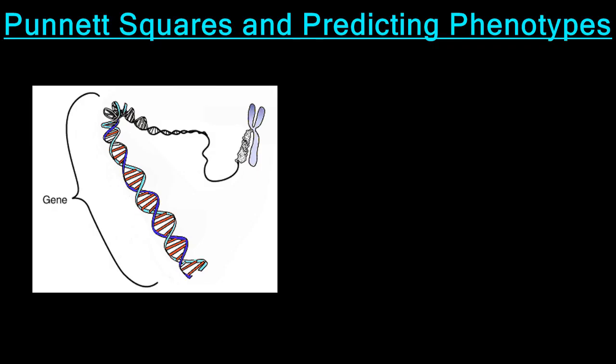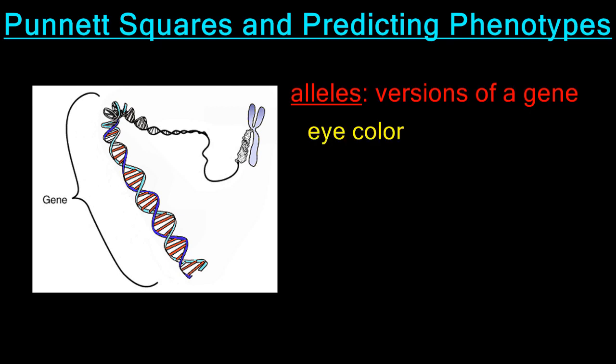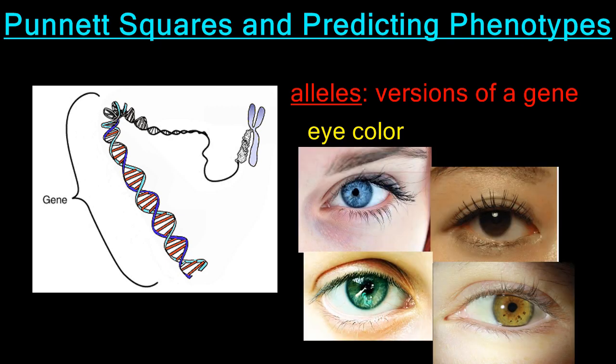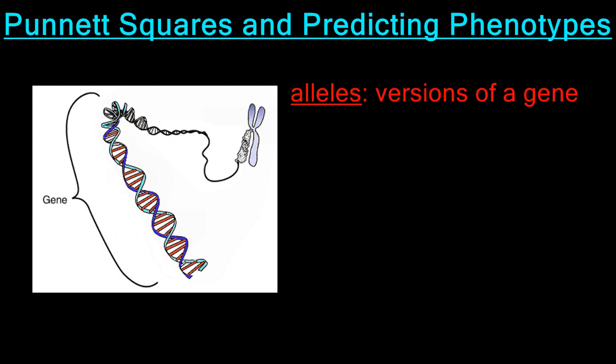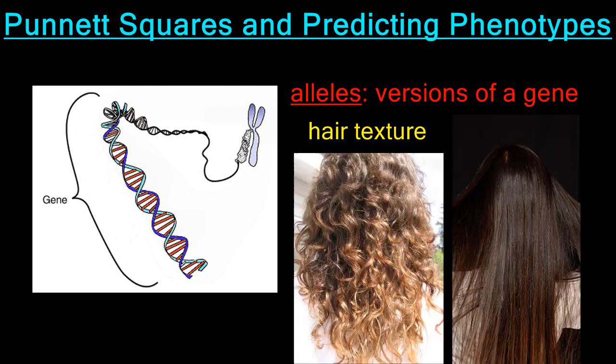You learned in the last lesson that most traits are determined by genes. Genes for a trait can come in different varieties called alleles. For example, eye color is a trait that is determined by your genes. There are different alleles or versions of the gene for eye color, like blue, brown, green, or hazel. Similarly, hair texture is another trait for which there is a curly hair allele and a straight hair allele.